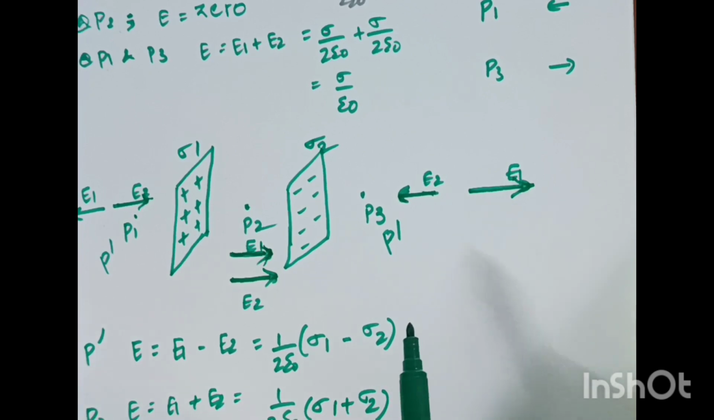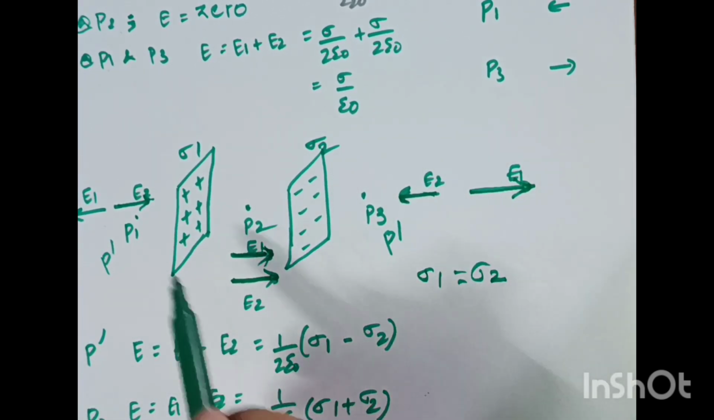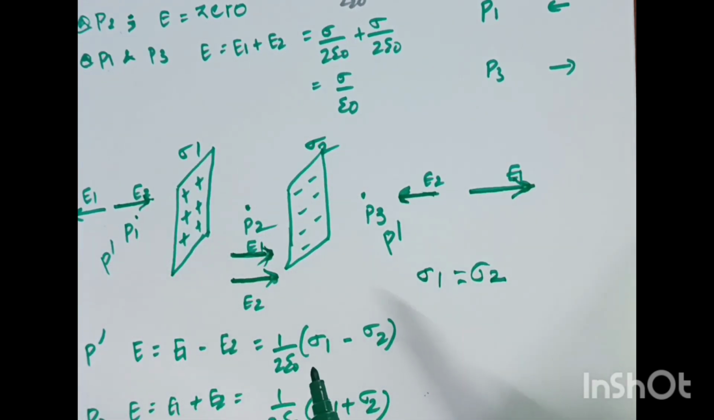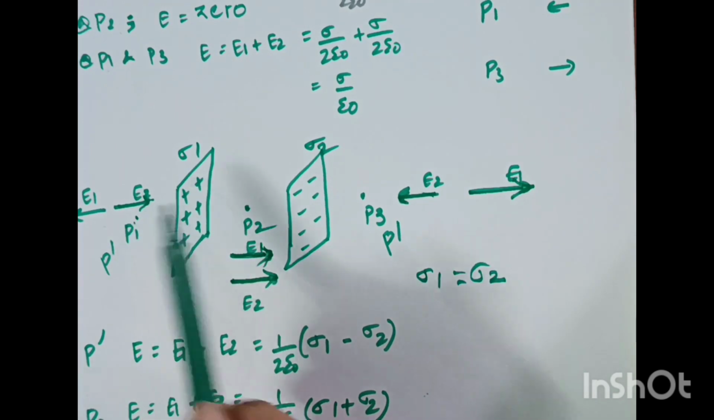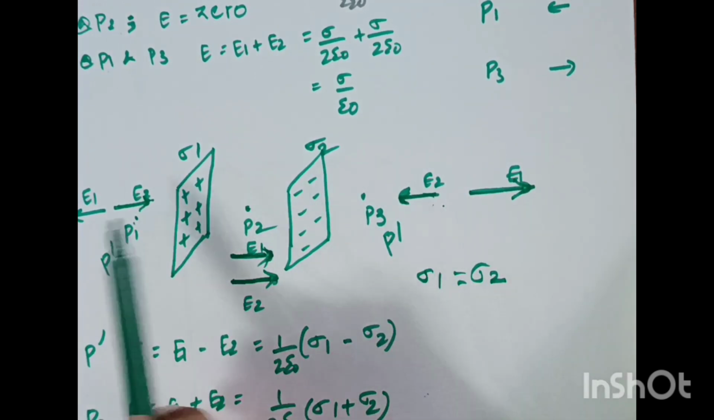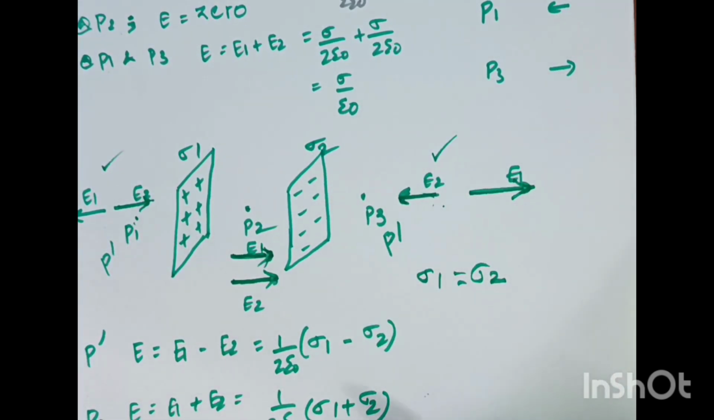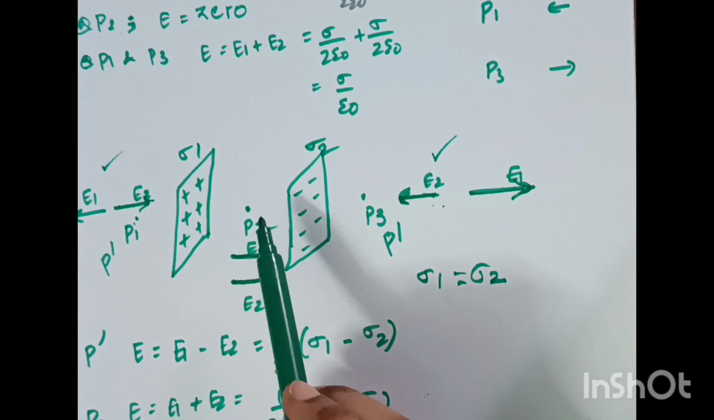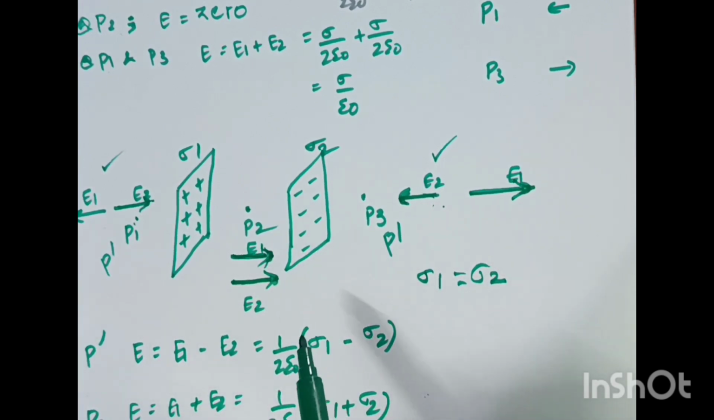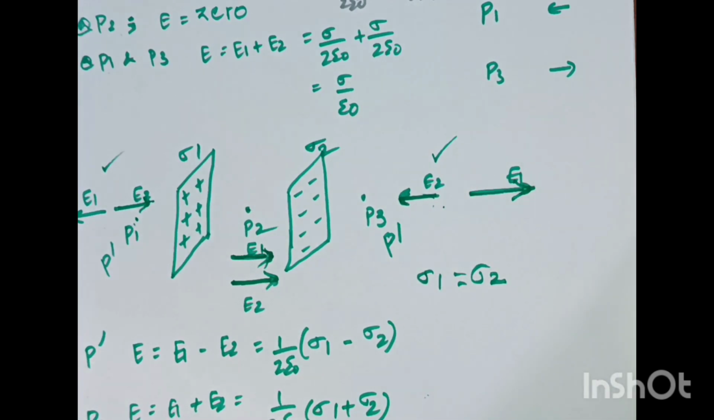Again, in the special case where sigma 1 equals sigma 2, where these two sheets have the same amount of areal charge density, then at this point and this point, where the electric fields are oppositely directed, we find the net electric field is 0. So at this point and at this point it will be 0, but here there will be addition of sigma by 2 epsilon naught and sigma by 2 epsilon naught. That will give you sigma by epsilon naught.